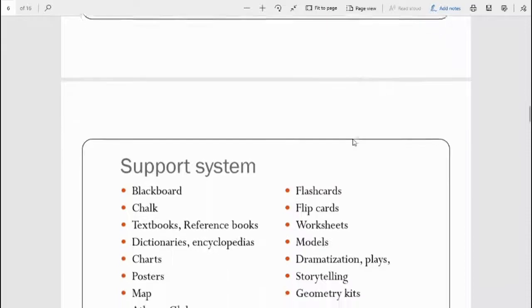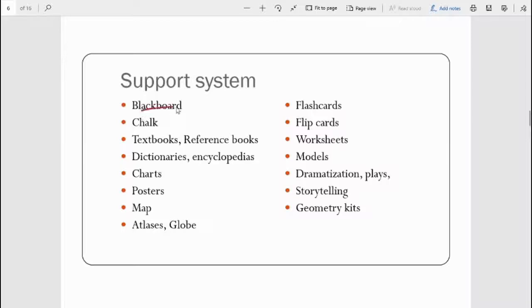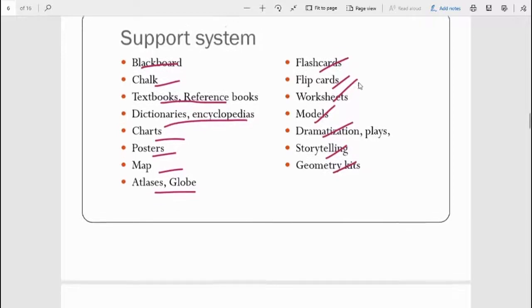Okay, so what are the support systems of traditional teaching? The support systems of traditional teaching are blackboard, chalk, textbooks, reference books, dictionaries, encyclopedias, charts, posters, maps, atlases, globe, flashcards, flip cards, worksheets, models, dramatization or plays, storytelling, geometry kits. All these, and many more, are there. I will discuss this in subsequent slides. Traditional teaching support systems basically include non-projected visual aids. Okay, so this was this.